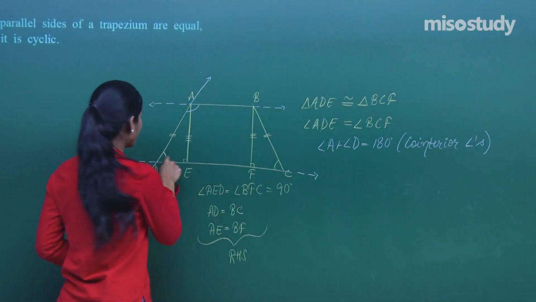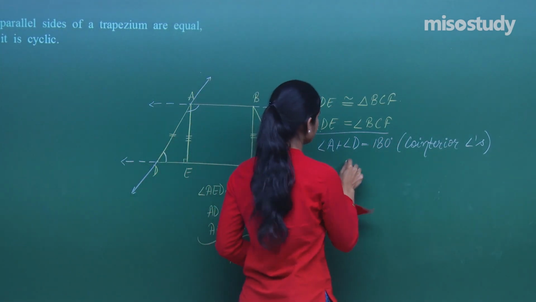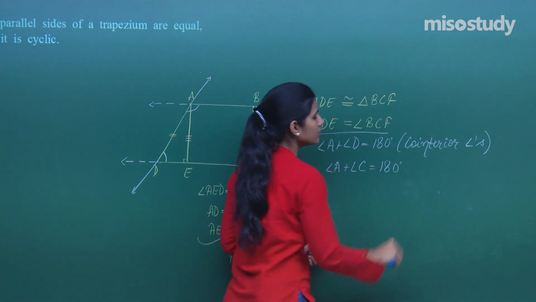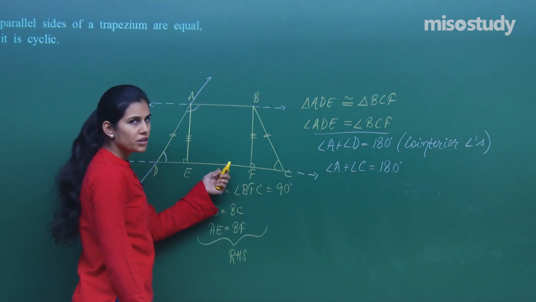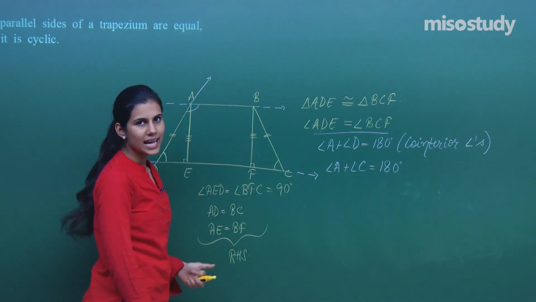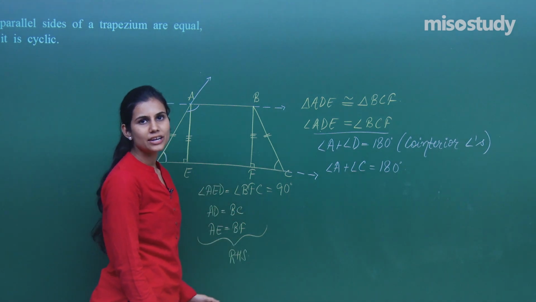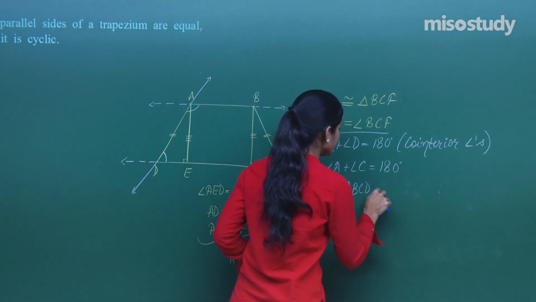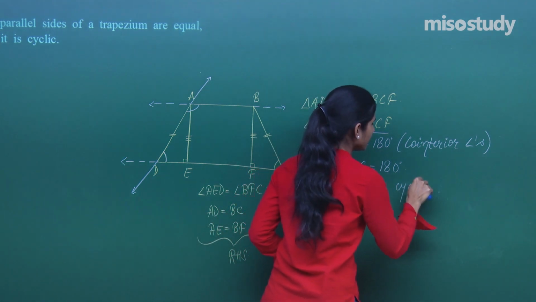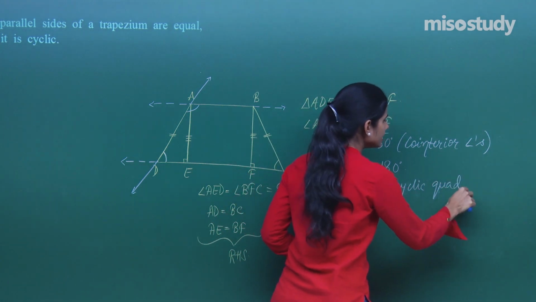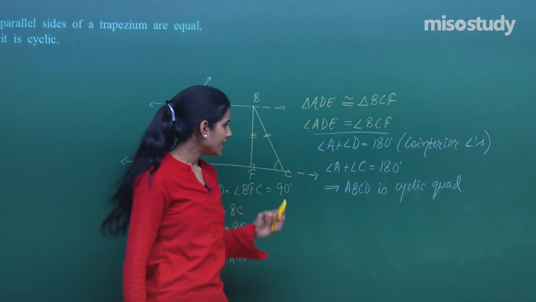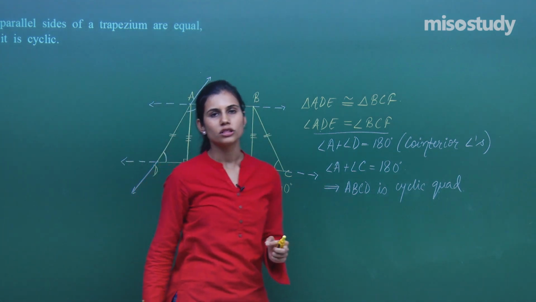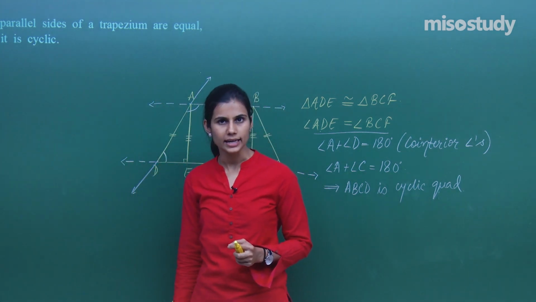But angle D is the same as angle C. So you will have angle A plus angle C is 180. The moment in a quadrilateral one pair of opposite angles is supplementary, that quadrilateral is a cyclic quadrilateral. So you have ABCD is a cyclic quadrilateral. We have proved this in our theory section. And so I have proved that this trapezium would actually be sitting inside a circle. All the four vertices of the trapezium will be concyclic.